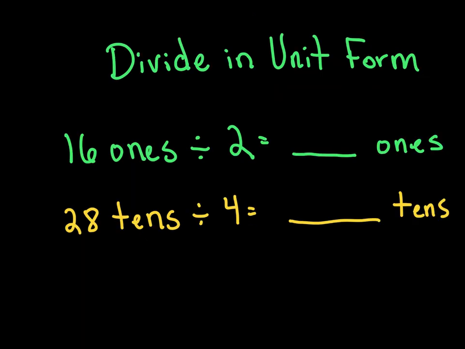We're going to divide in unit form. We have 16 ones divided by 2. That's our divisor right here. How many ones? Well, 2 goes into 16 and we get 8 ones. Next one, 28 tens divided by a divisor of 4. So 28 tens is really just saying 280. So 4 goes into 28 tens how many times? It goes into it 7 tens, which is really 70.